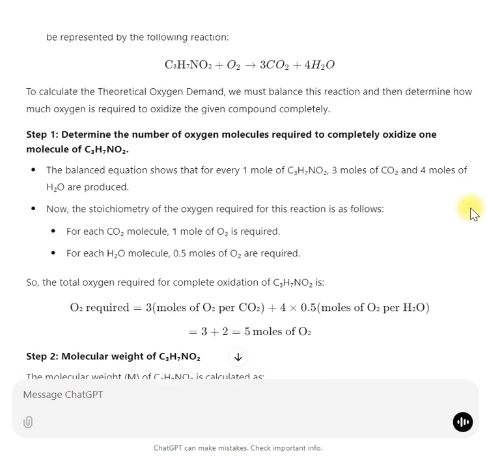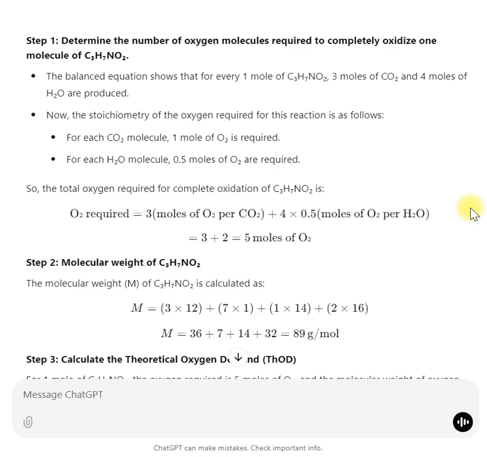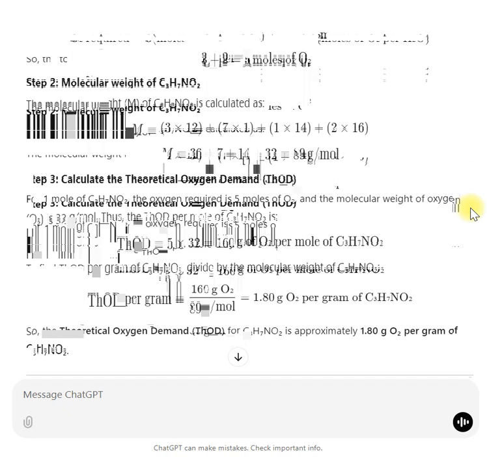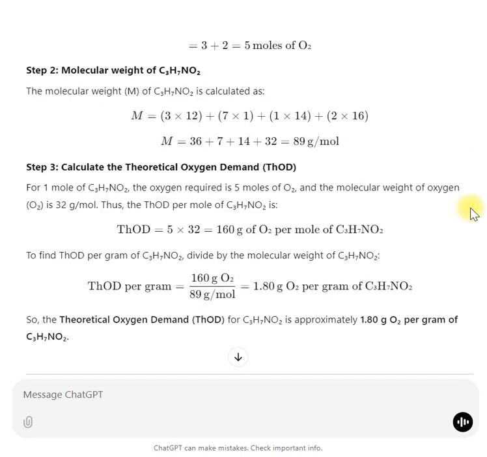So, the total oxygen required for complete oxidation of C3H7NO2 is O2 required equals 3 moles of O2 per CO2 plus 4 times 0.5 moles of O2 per H2O. 3 plus 2 equals 5 moles of O2. Step 2, molecular weight of C3H7NO2. The molecular weight M of C3H7NO2 is calculated as M equals 3 times 12 plus 7 times 1 plus 1 times 14 plus 2 times 16. M equals 36 plus 7 plus 14 plus 32 equals 89.